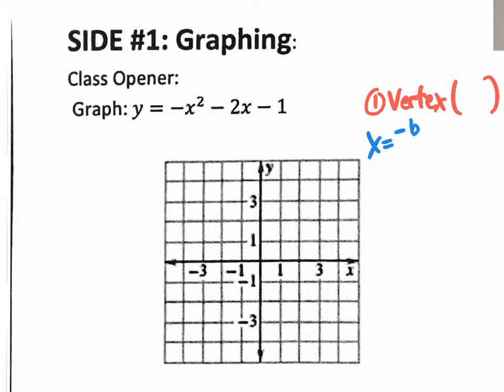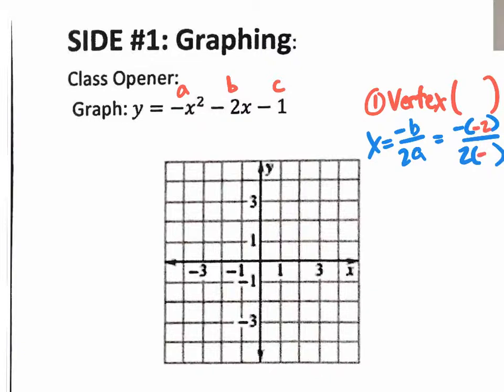The vertex is going to be a coordinate, and that coordinate is found by using the formula x equals negative b over 2 times a. And when you use the formula, use parentheses when you plug in your b and a values. So what is your b? B is negative 2. What's your a? Negative 1. What's your c? Negative 1. Nobody really cares about c. It's not in the formula.